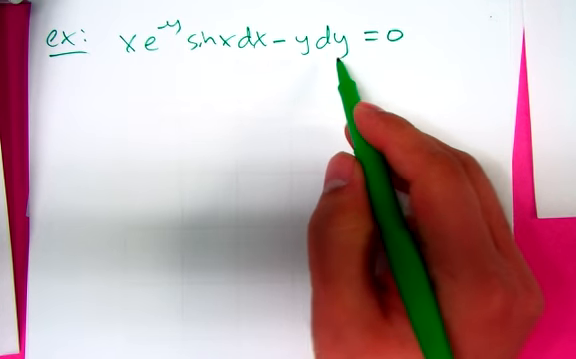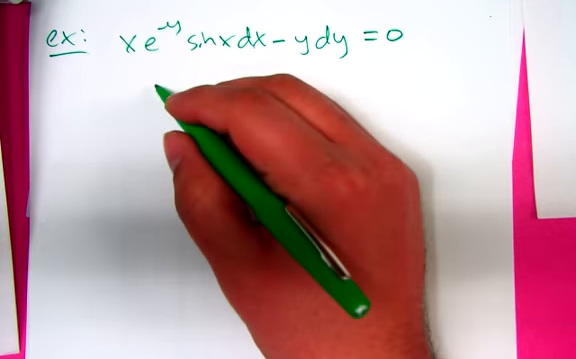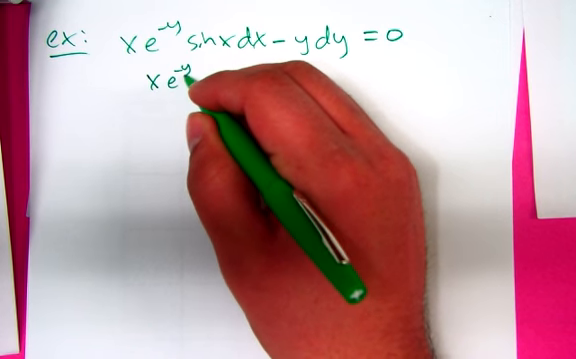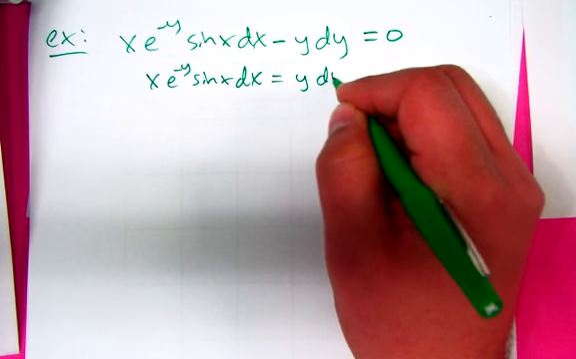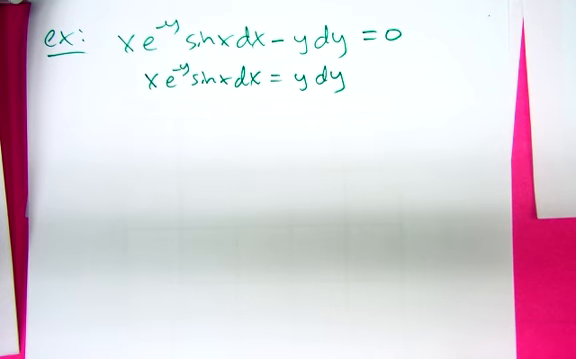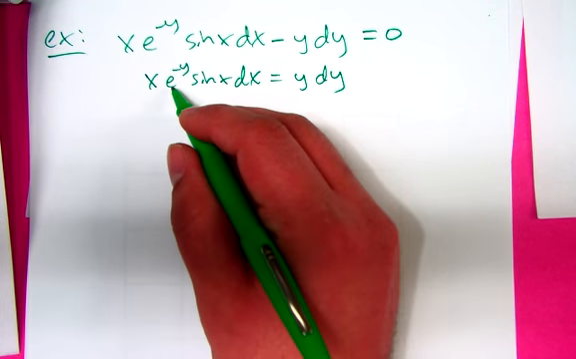So first, you could add y dy to the other side. And then, to get all the y's on one side, you could multiply the equation by e to the y, right?